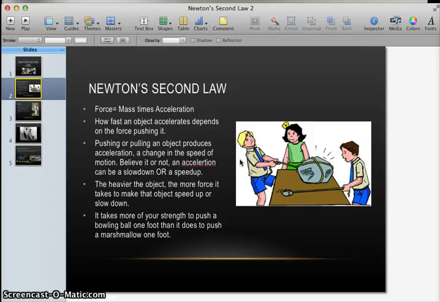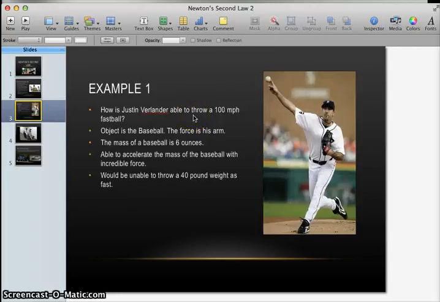Another way you can think about Newton's second law is it takes much more of your strength to push a bowling ball with one foot than it does to push a marshmallow with that same foot. So now we're going to get into our first example.